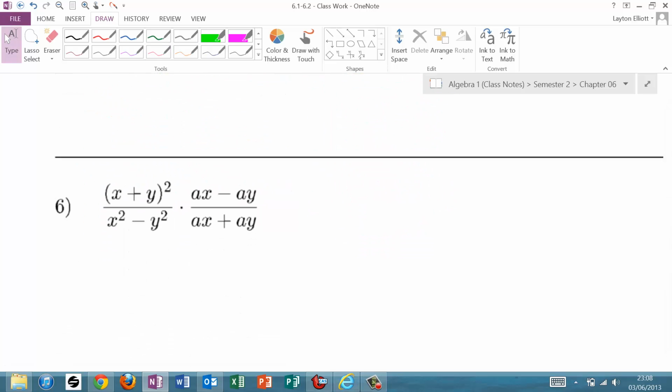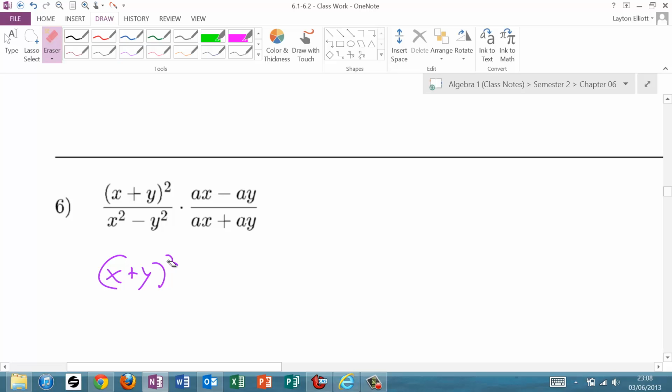Number 6. We have to factor every part of this. This is actually the first thing we really need to do. Factor this, factor this, factor this, factor this. Okay, well, the first one's already factored, so I'm going to write that as x plus y quantity squared. That's already factored. How do I know?